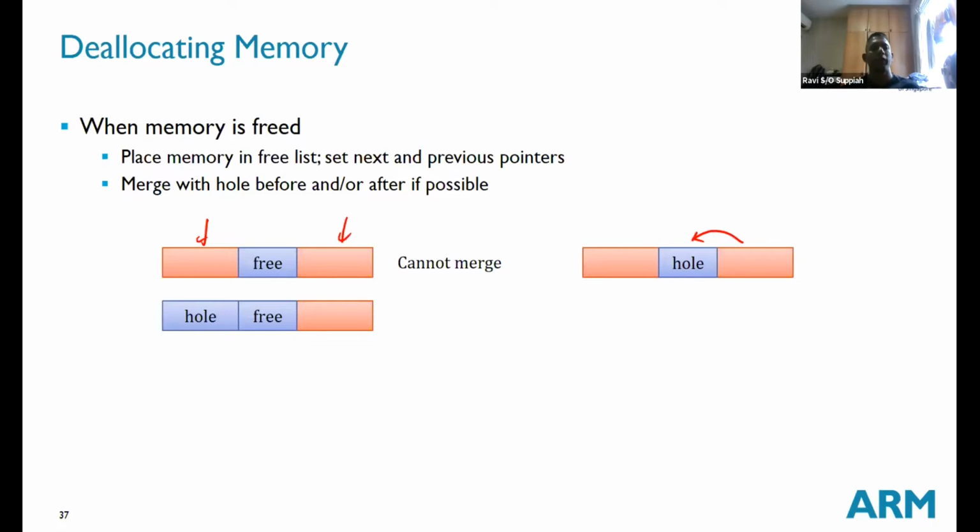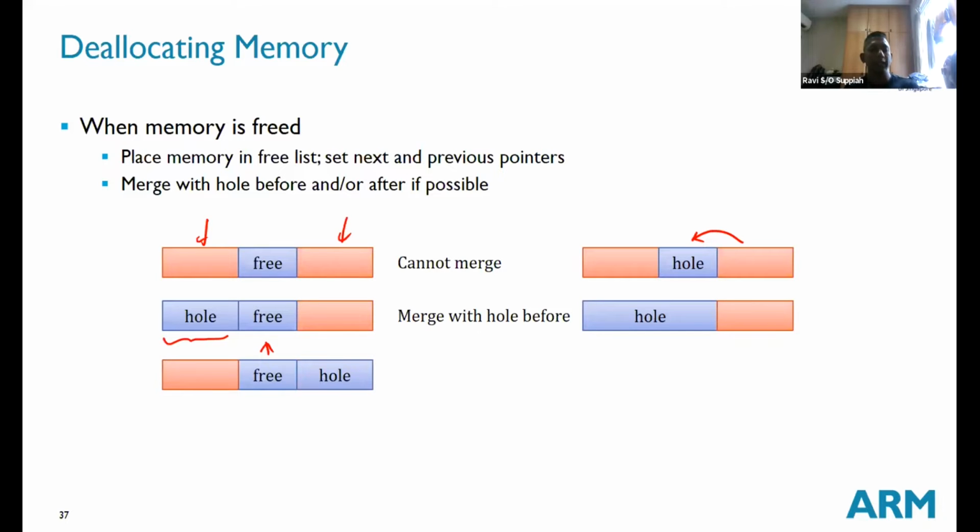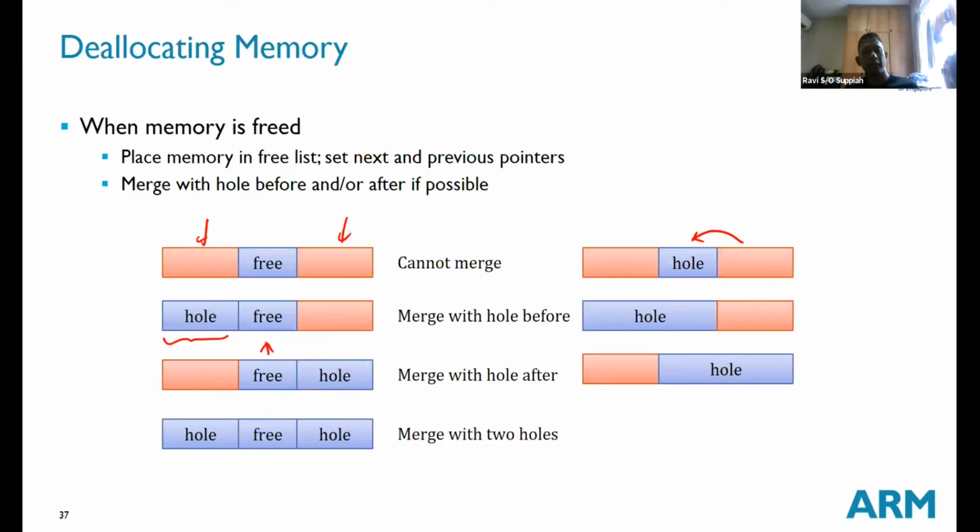But if I have a hole that is currently on this left side and I free up the slot in the middle, then I can do a merge. So there's an advantage of doing a merge, because now I have a bigger hole at the end. Similarly, if it's on the right, I can also do another merge. And if I have two holes and I free up the slot in the middle, I can also have another merge.